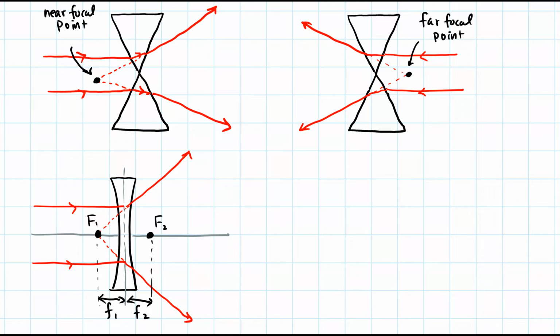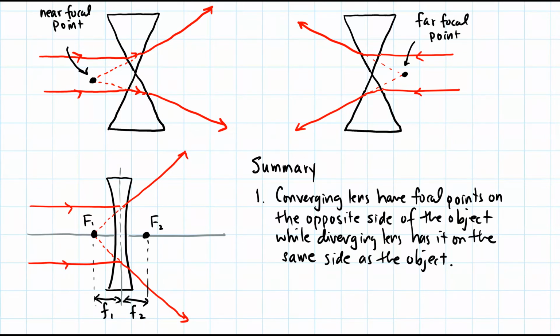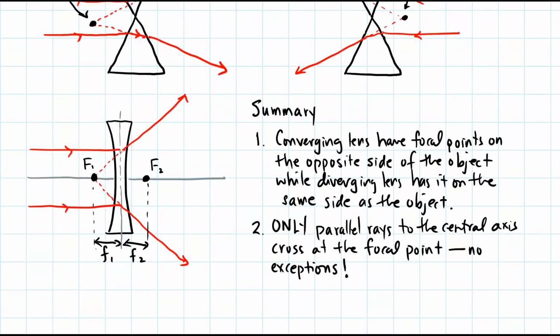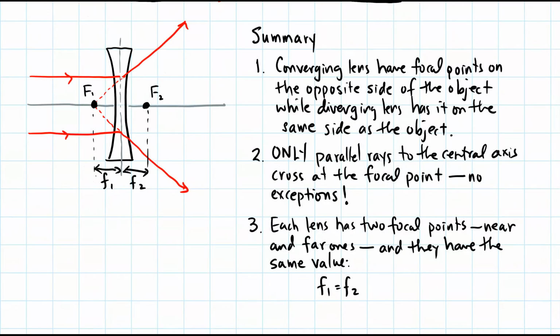Let's summarize these details. Converging lenses have focal points on the opposite side of the object, while diverging lenses have it on the same side as the object. Only rays parallel to the central axis cross at the focal point. No exceptions. Each lens has 2 focal points, the near one and the far one, and they have the same value. f1 is equal to f2.